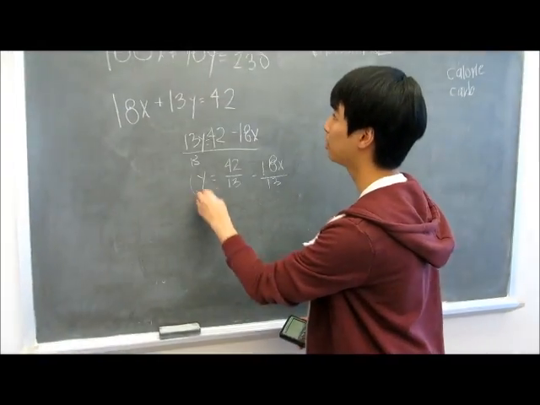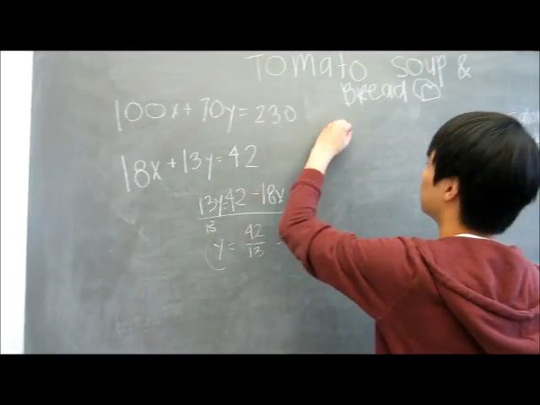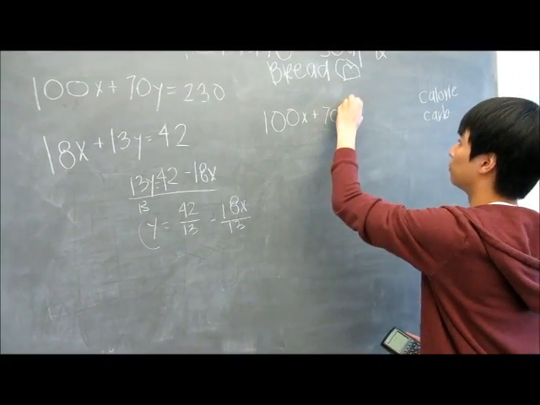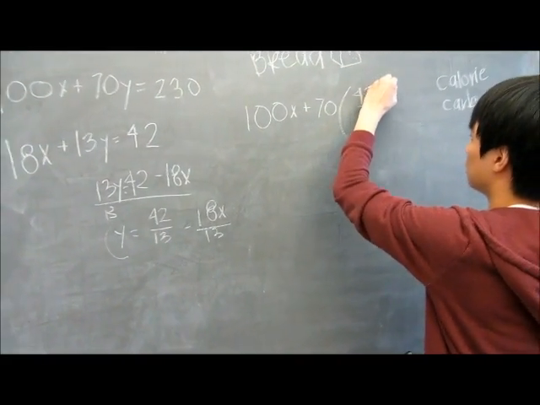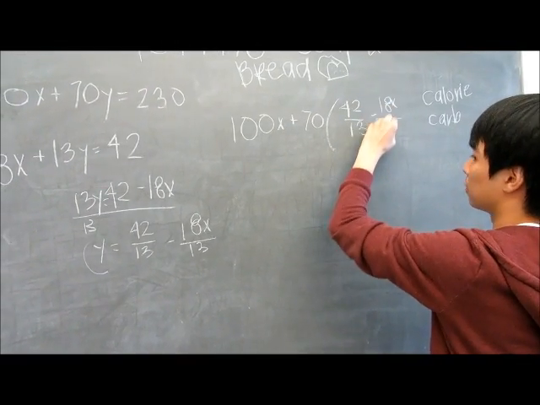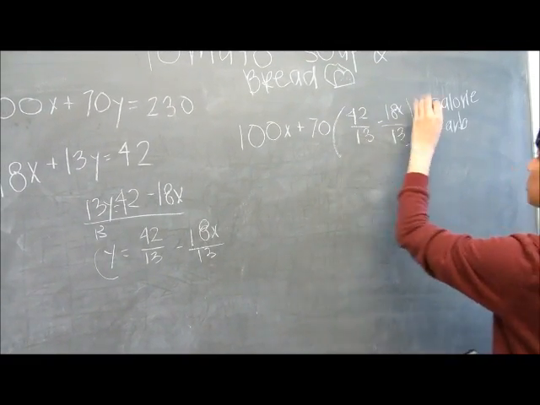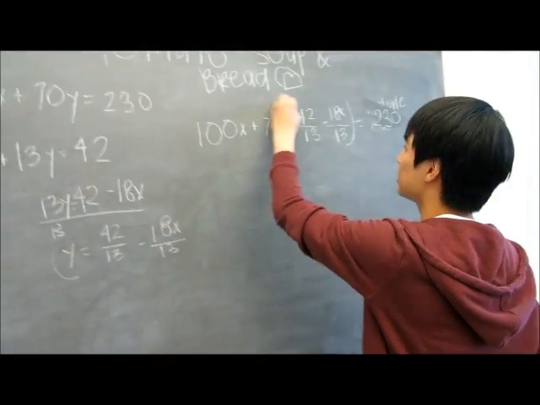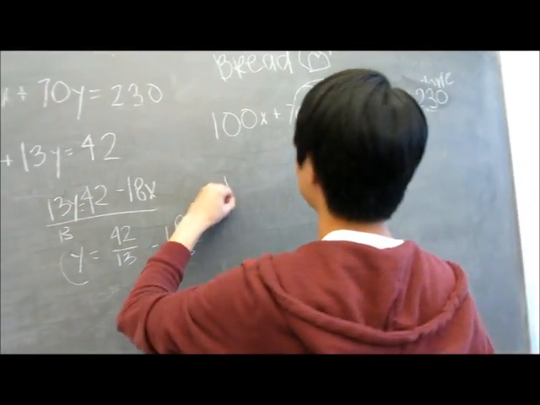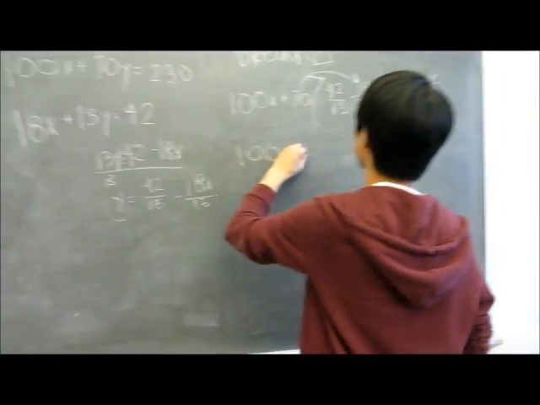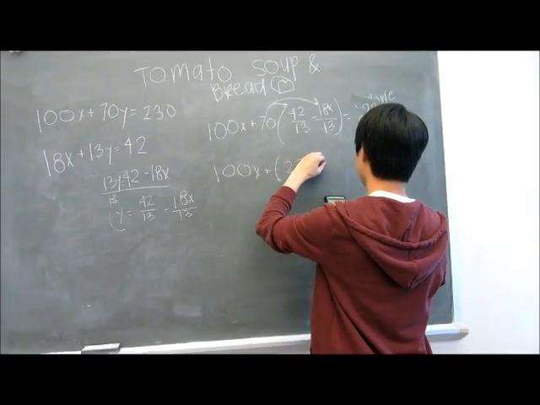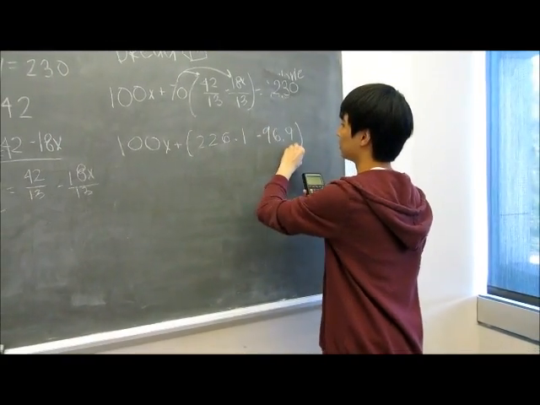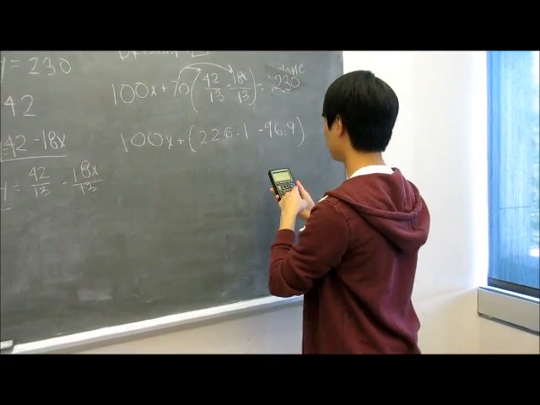Now that we have y, we plug that into this equation here. So it's 100x plus 70 times 42 divided by 13 minus 18x over 13 is equal to 230. And to do this, we distribute the 70 into both, and we get 100x minus 226.1 minus 96.9x.